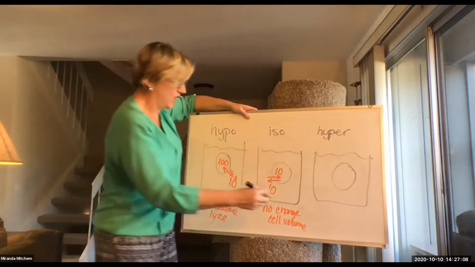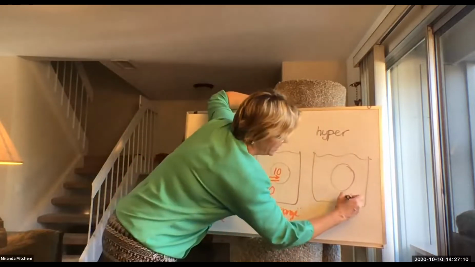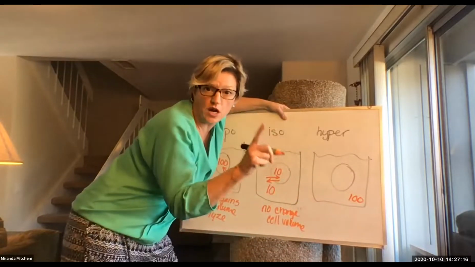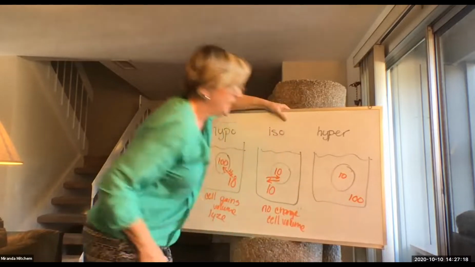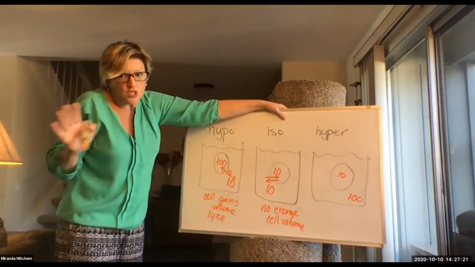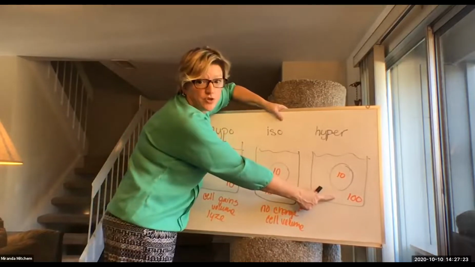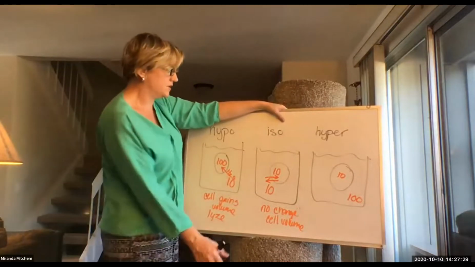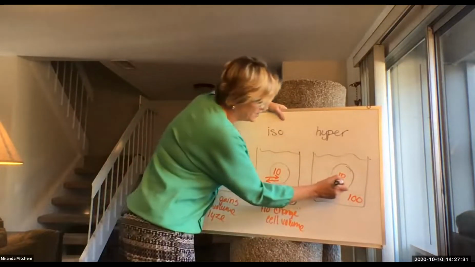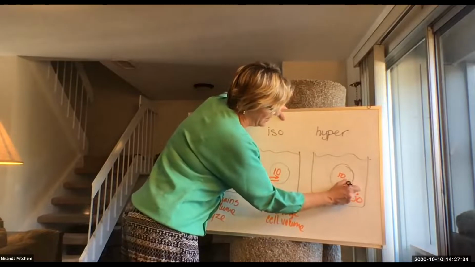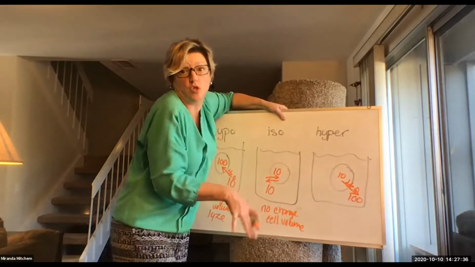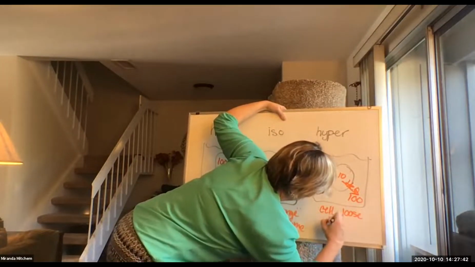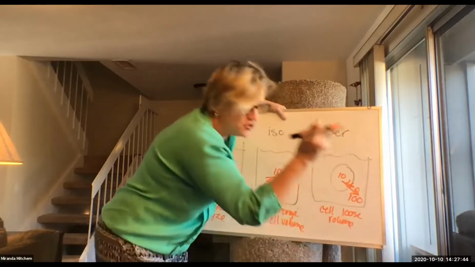The hypertonic is the opposite. So now we have our 100 units in the environment. Remember, it always describes the environment, and we've only got 10 inside. So the hypertonic means that's how I knew to put 100 in the environment instead of in the cell. It always describes the solution. What's going to happen here is the water is going to move this way, out of the cell to the environment, trying to dilute it. So the cell is going to lose volume, and eventually it's going to shrivel up.